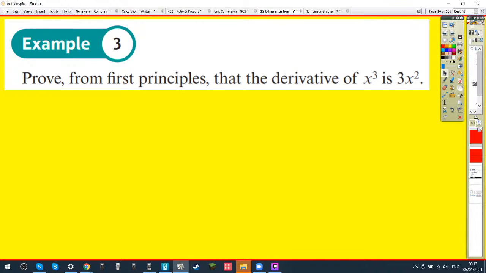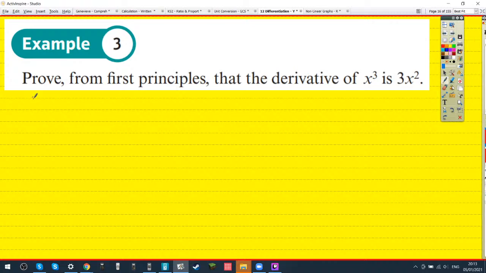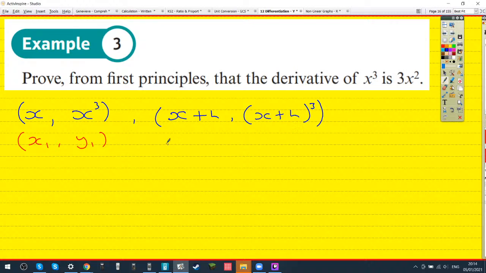But the big picture is, this time it's x cubed. So when you sub in x, in general you get x cubed. That's x1, y1. The way you prove it is you do a very small change in h. So h plus a little extra. And you get x plus h cubed. You would expand that out. What would you get? x cubed plus 3x squared h plus 3xh squared plus h cubed. So that's y2.